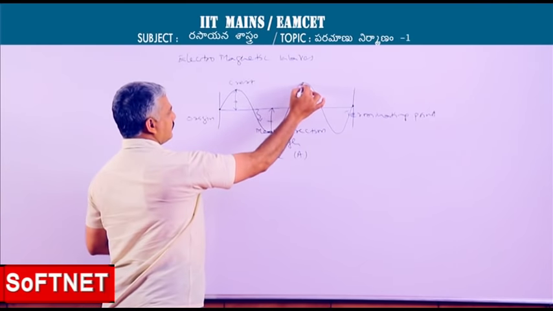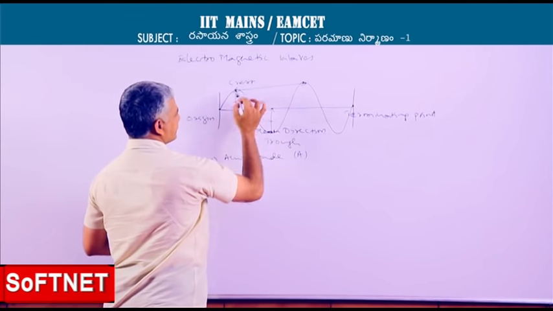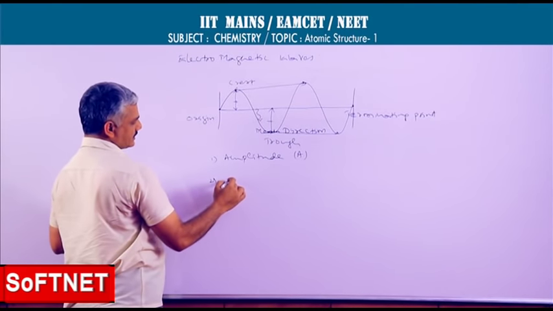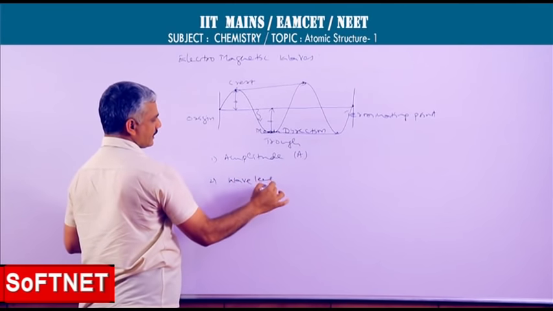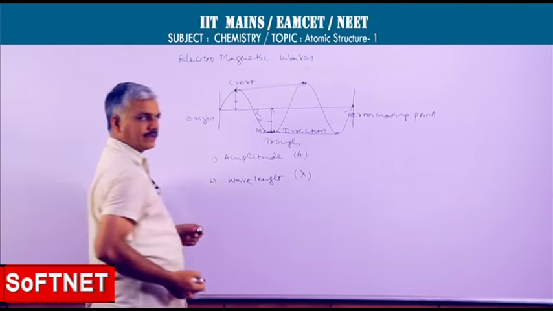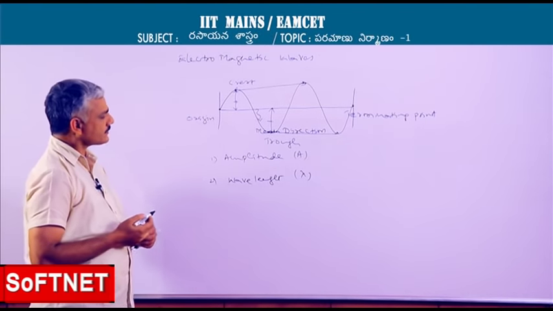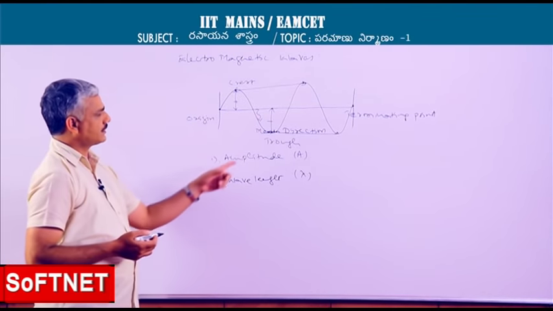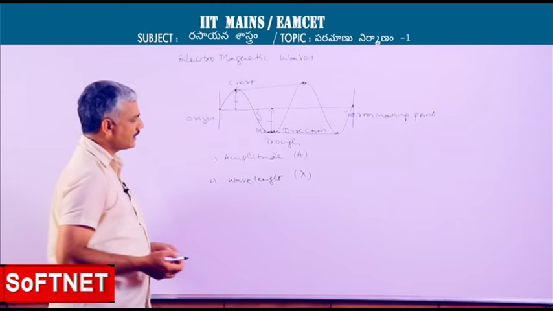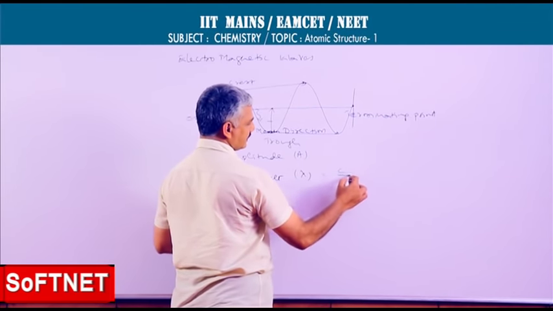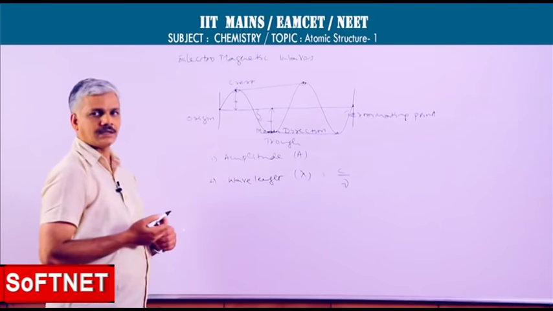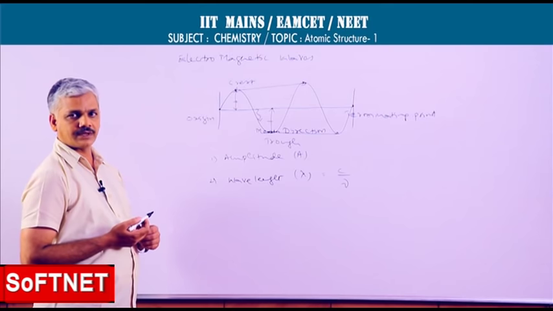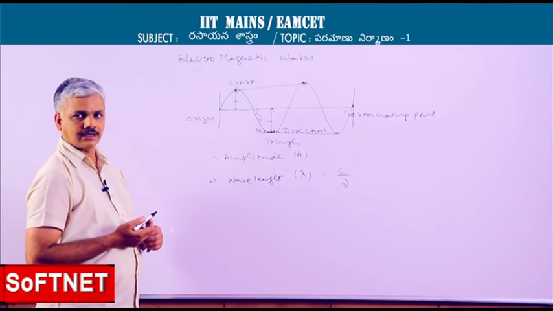Then, if you measure the distance between two successive crests or distance between two successive troughs, that is taken as a wavelength, which is denoted with the symbol lambda. Wavelength can be defined as the distance between two successive crests or two successive troughs, and this wavelength you can calculate by using this relation, C by mu. C stands for velocity of light, mu stands for frequency of the electromagnetic wave.